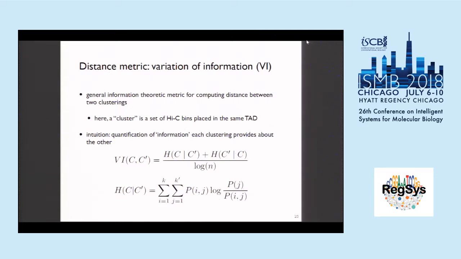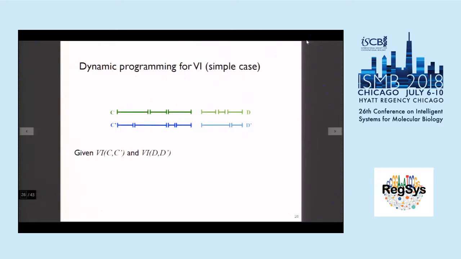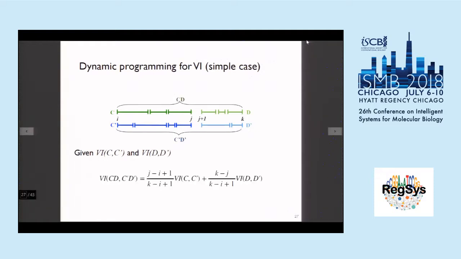So here's the equation for VI. It's just the sum of the conditional entropies, and we normalize, so it's between 0 and 1. And the conditional entropies quantify essentially the information, or the bits, you need to describe one clustering given that you know the other. So I mentioned our dynamic programming to make this more efficient. And the idea here is that if we are given two subintervals, so we know the VI between C and C prime, and we know the VI between D and D prime, and we want to compute the VI between this whole thing, rather than recomputing all of those probabilities and logs, we can simply take a linear combination of the VIs of the subintervals.